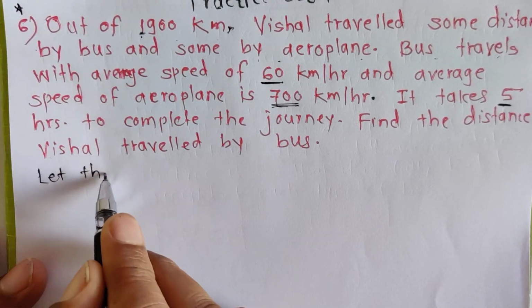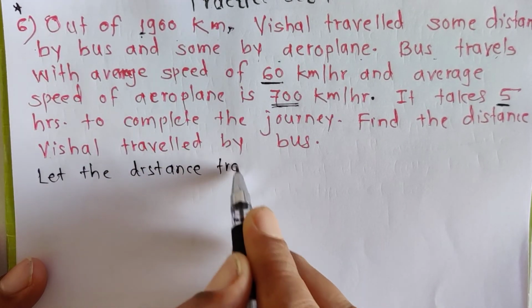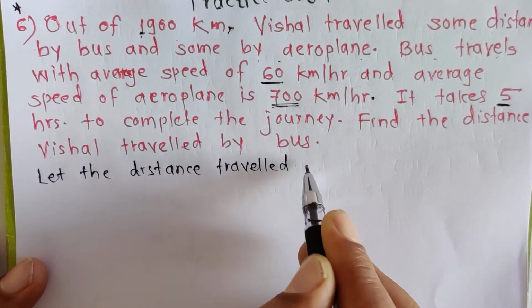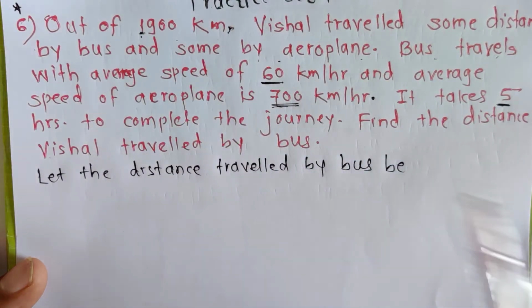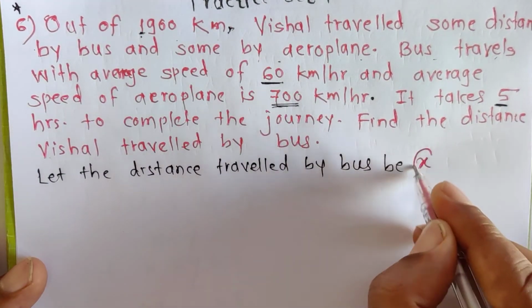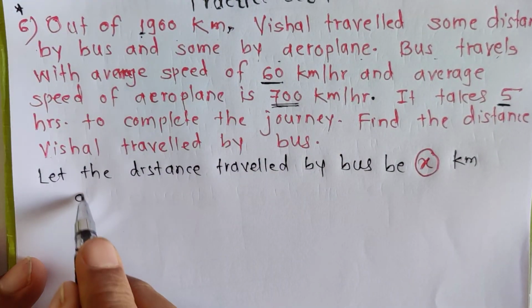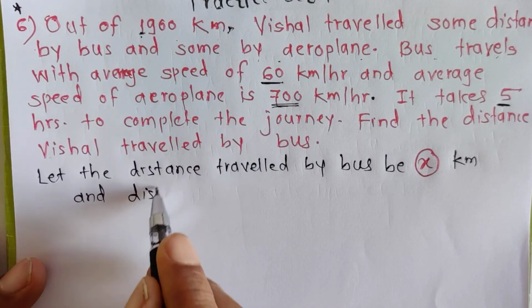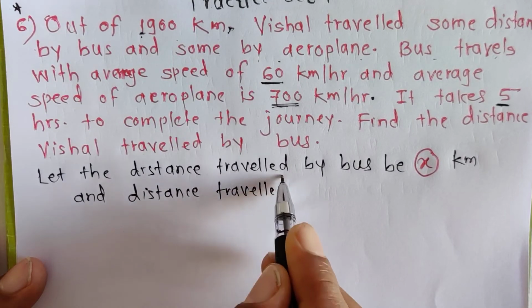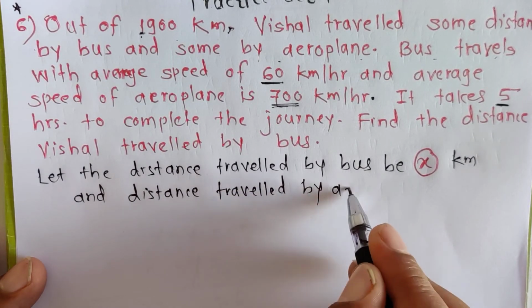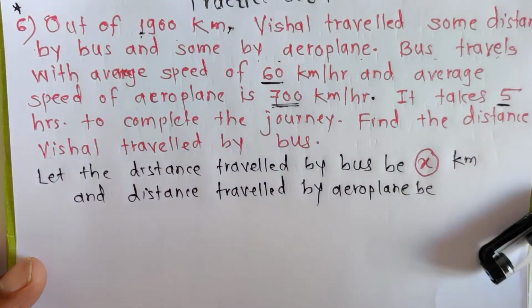Let the distance traveled by bus be x kilometer, and the distance traveled by aeroplane be y kilometer.